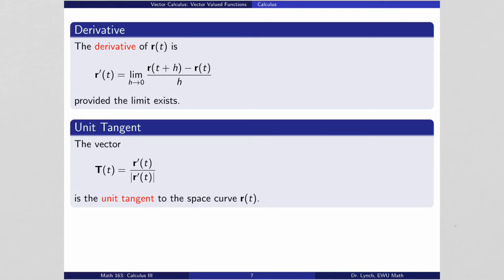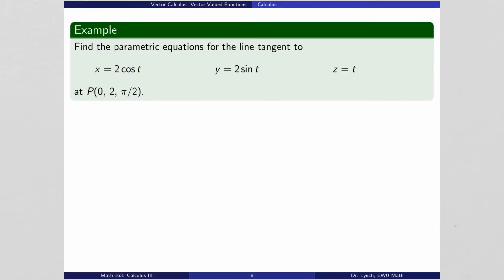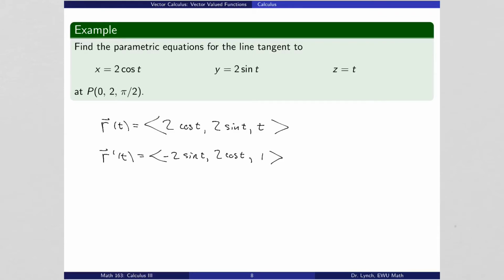So the vector capital T of t is called the unit tangent to the space curve r of t. Okay, so here's an example. Let's find parametric equations for the line tangent to this helix, as it turns out, at the point 0, 2, and pi over 2. So in this example, we can see that the space curve is defined by the vector valued function 2 cosine of t, 2 sine of t, and t.